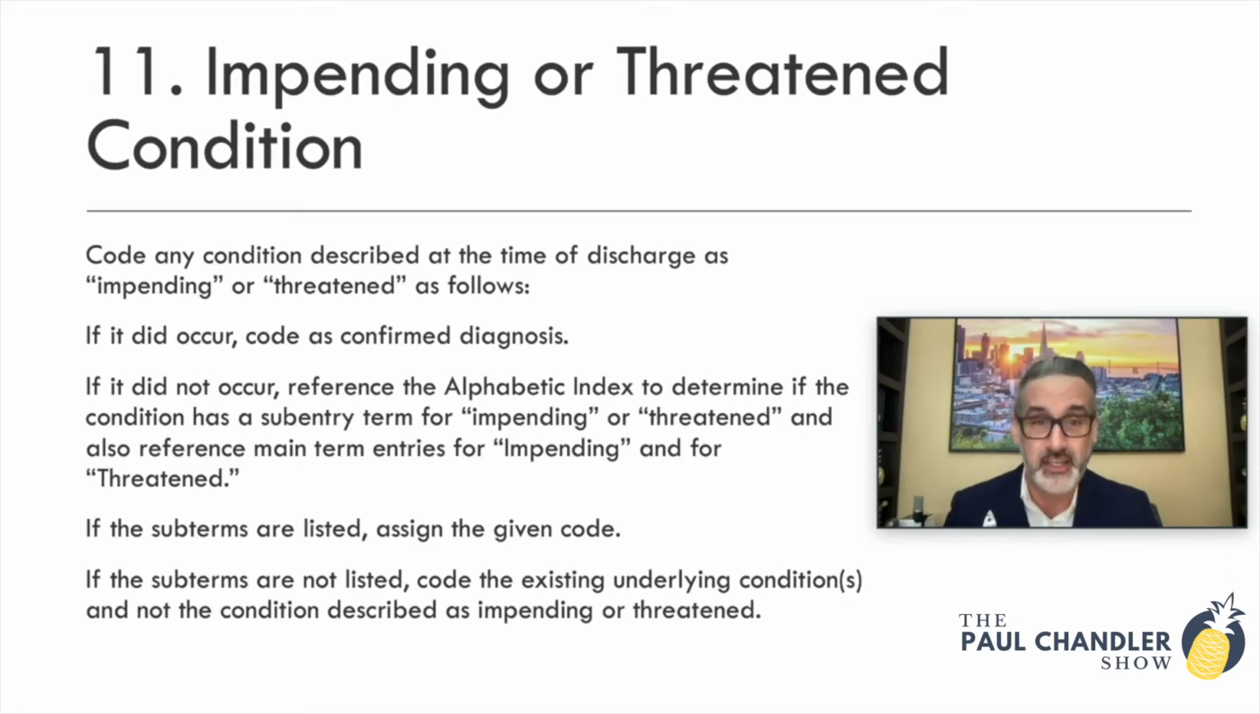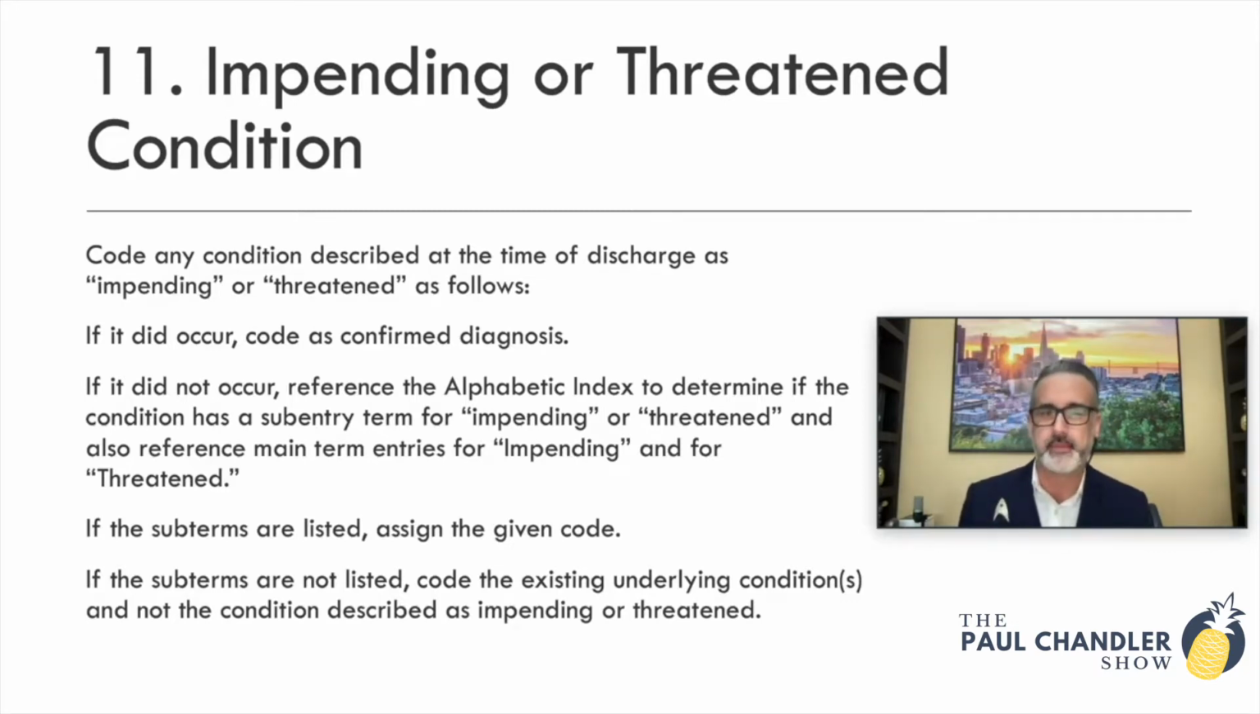However, if that condition did not occur, per the guidelines, we need to determine if the patient does not have that condition, but it's possible, if the ducks are starting to all line up in a row where they could actually develop that condition. Then when we're doing the drop downs from the most generic term in the alphabetical index in front to getting more specific, if they have the option for impending or threatening on the subterms, then we would choose that. But if they don't have those drop downs available, then we would just code the existing underlying condition and not the condition described as impending or threatening.